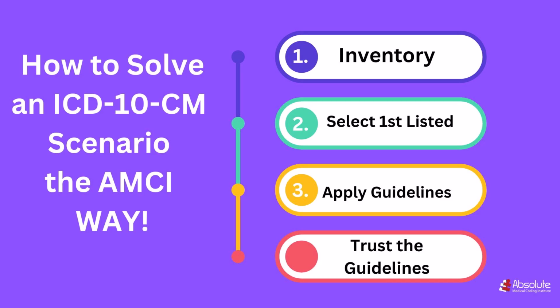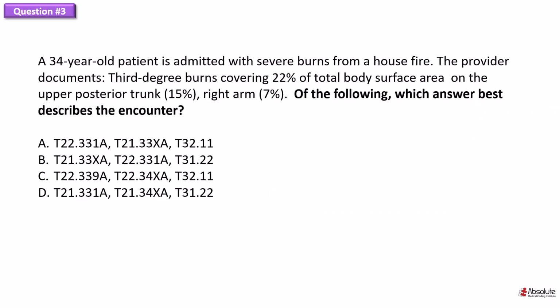Okay, now it's time to solve our first burn scenario. But first, let's review how to solve an ICD-10-CM scenario the AMCI way. Number 1, you're going to inventory. Number 2, you're going to select your first listed code. Number 3, apply all guidelines. All right, Ms. Dolly, take it away. Of the following, which answer best describes the encounter?